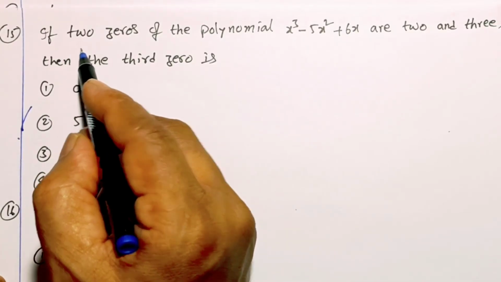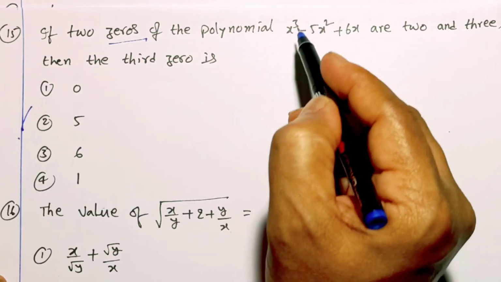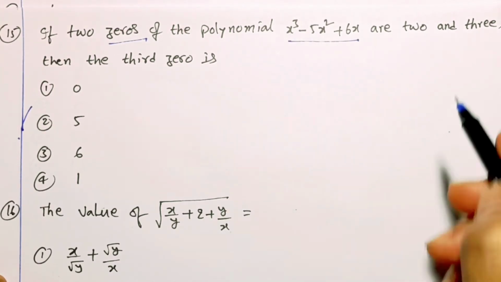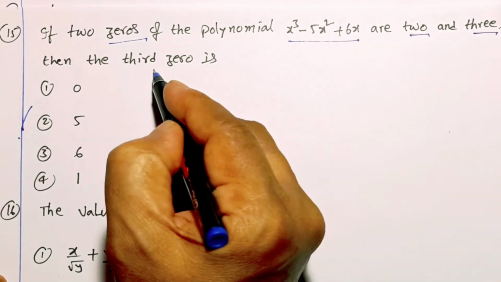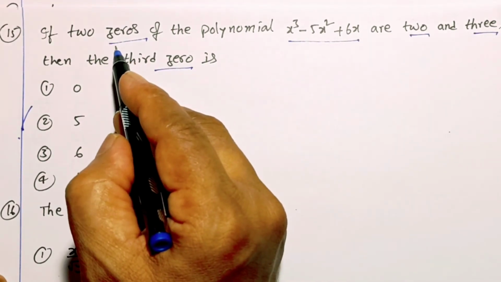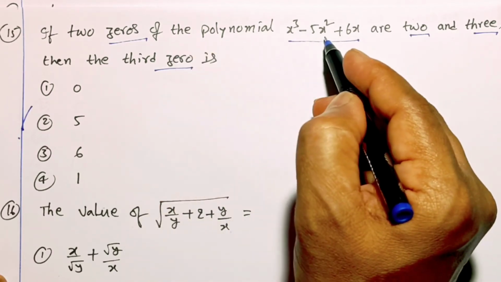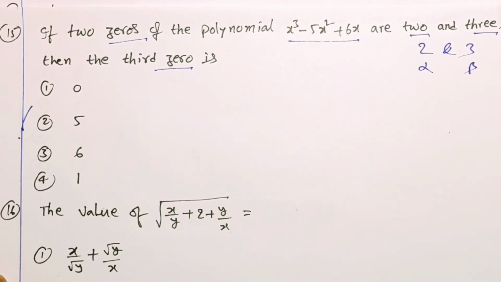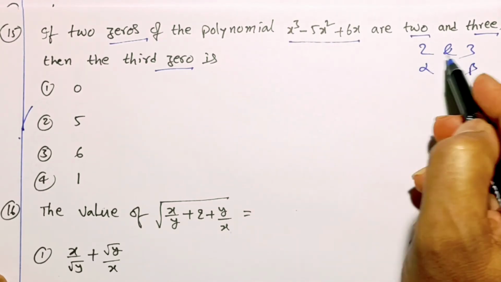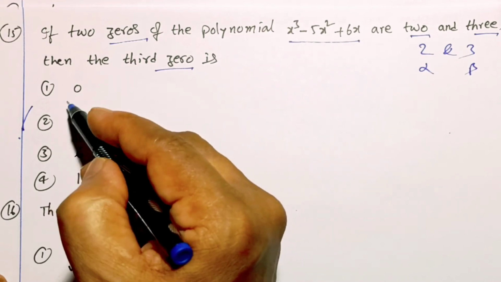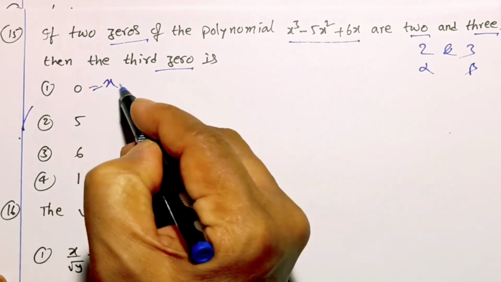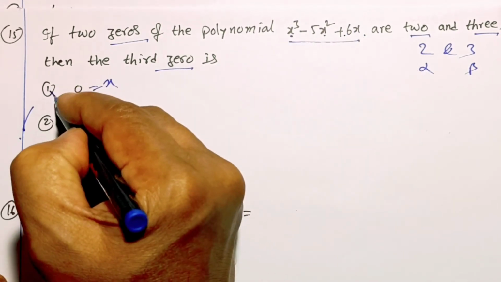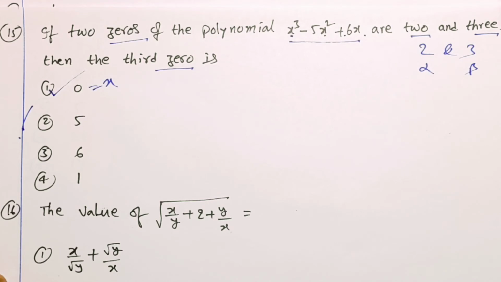Question number 15. If two zeros, meaning two roots, of the polynomial x cube minus 5x square plus 6x are 2 and 3, then the third zero is. So here the two roots of the polynomial are 2 and 3, meaning they are alpha and beta. We have to find the third root. By checking, when I substitute x equal to 0 here, we get 0. So option 1, x equal to 0, is the third root.